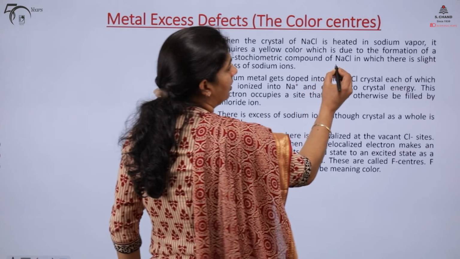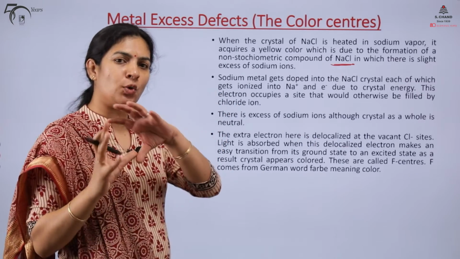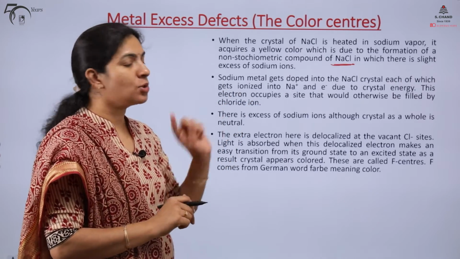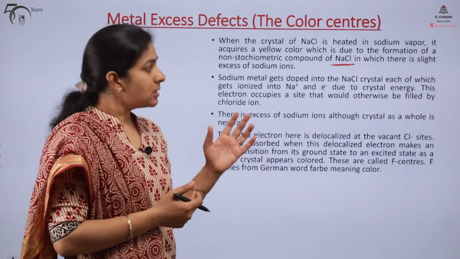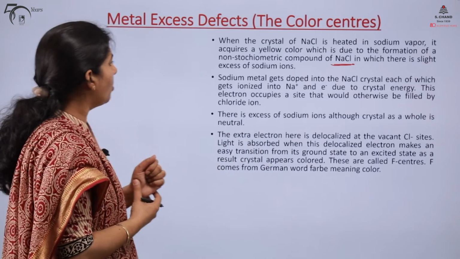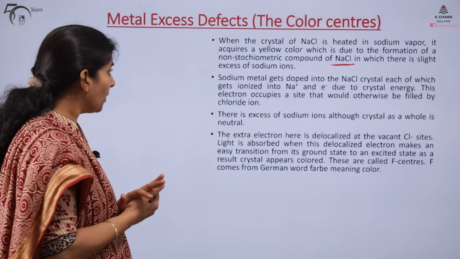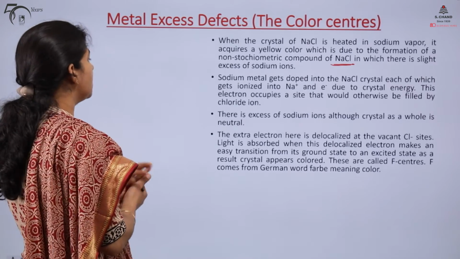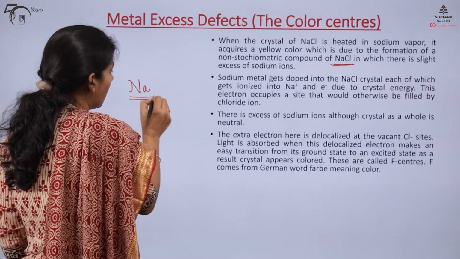For example, here if it is NaCl, it is 1:1. That means the number of sodium ions will always be equal to the number of chloride ions. So the 1:1 ratio has to be maintained. If this ratio gets disturbed somehow, we call it non-stoichiometric defects. So what happens is that if we take an NaCl crystal and heat this NaCl crystal in the presence of sodium vapors, it means we have sodium atoms.